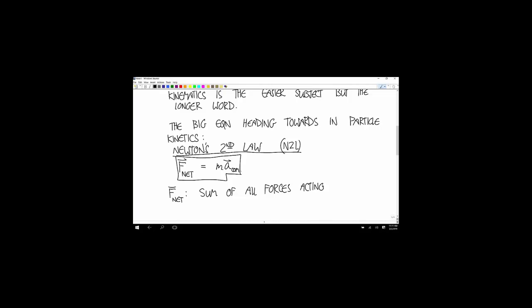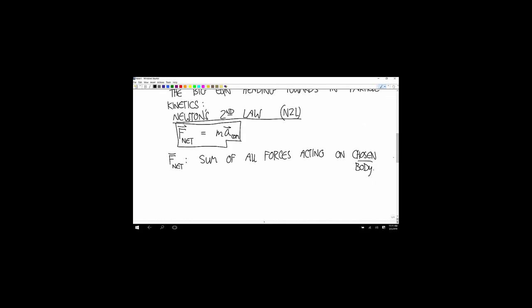It's important that whatever object we isolate, we're treating its location as the center of mass. And since we're still doing particle kinetics, that's the way we have to treat everything as we're following the center of mass. So Fnet is the sum of all forces acting on the chosen body. M is the mass of the chosen body. The acceleration vector A is the acceleration of the center of mass of the chosen body.